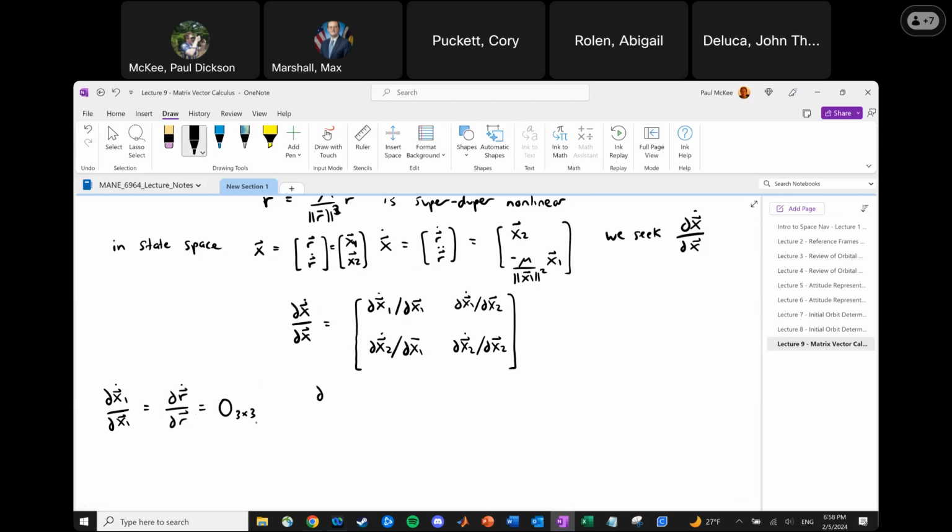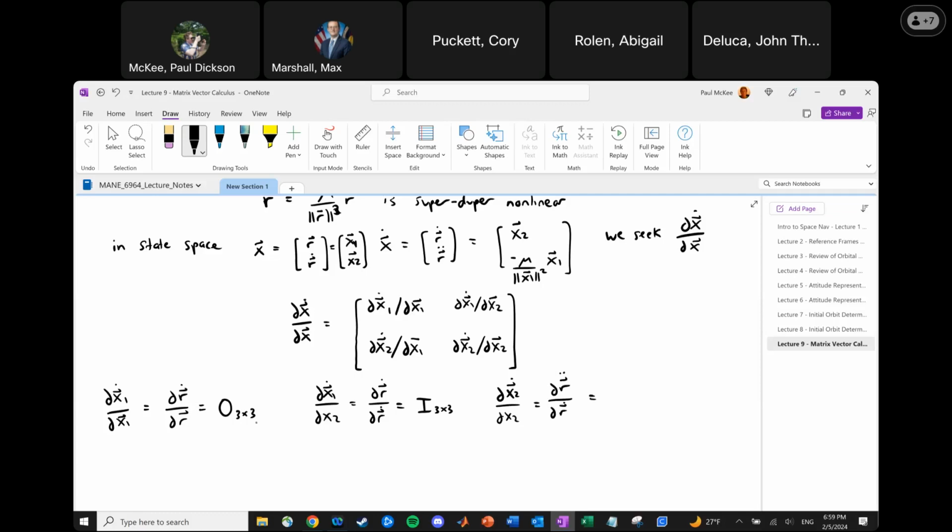Okay. Now let's take another one. What is dx1 dot with respect to dx2? Well, isn't that the same thing as saying dr dot with respect to dr dot? Well, the derivative of anything with respect to itself is 1, but this is matrix land, not scalar land. So this is going to give us the identity matrix. Let's do another one. We're going to skip ahead here because the bottom left is going to be the problem one. The derivative dx2 dot with respect to dx2, well, that's the same thing as saying, what is the derivative of acceleration with respect to velocity?